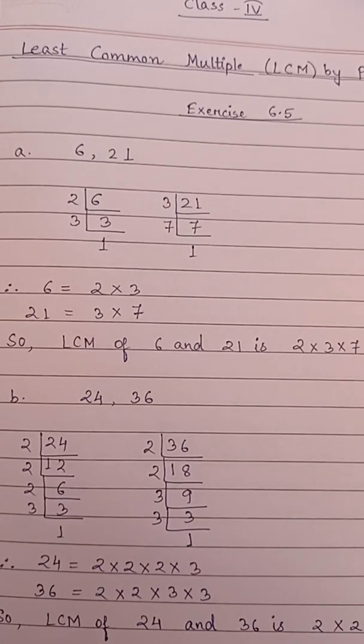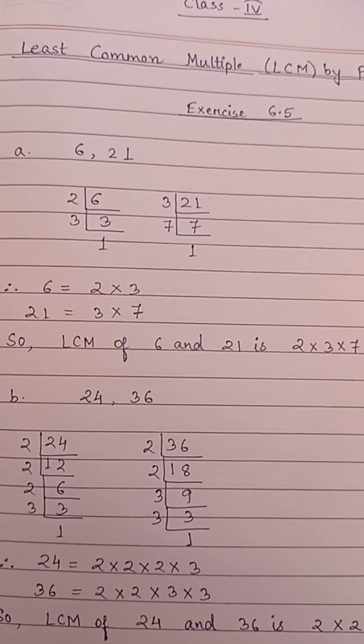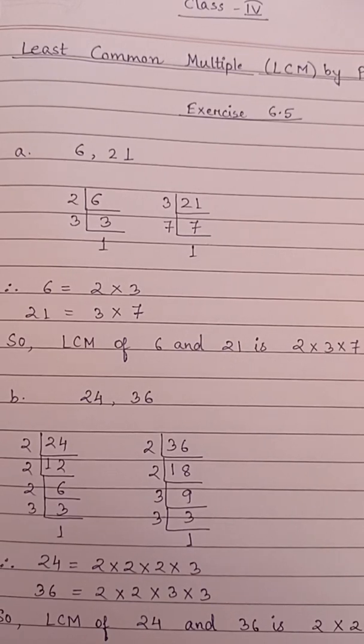Okay, so today, students, we will do LCM by prime factorization method, and this is given on page number 86 in your maths book. Lowest common multiple by prime factorization.